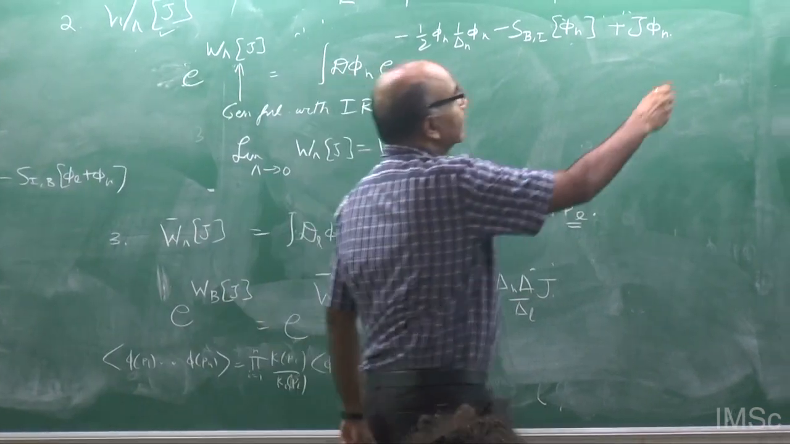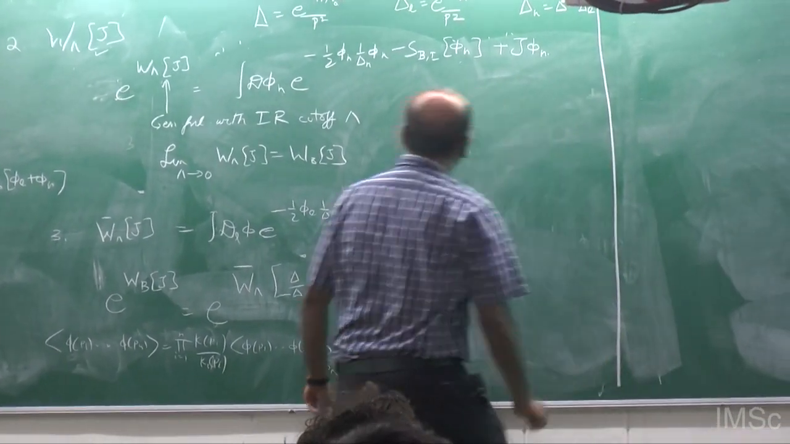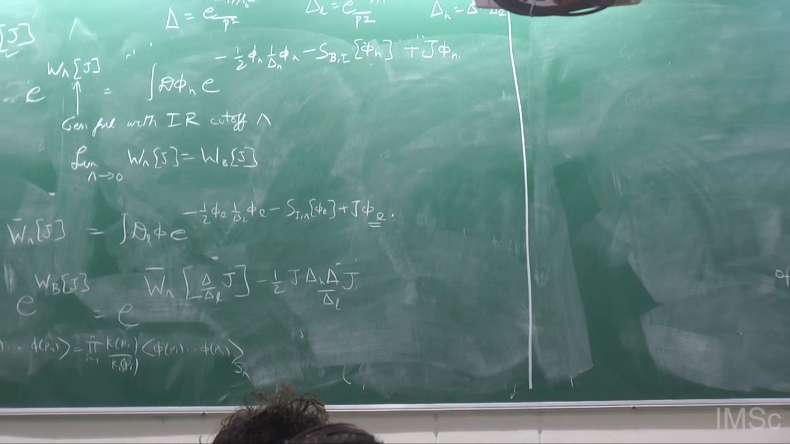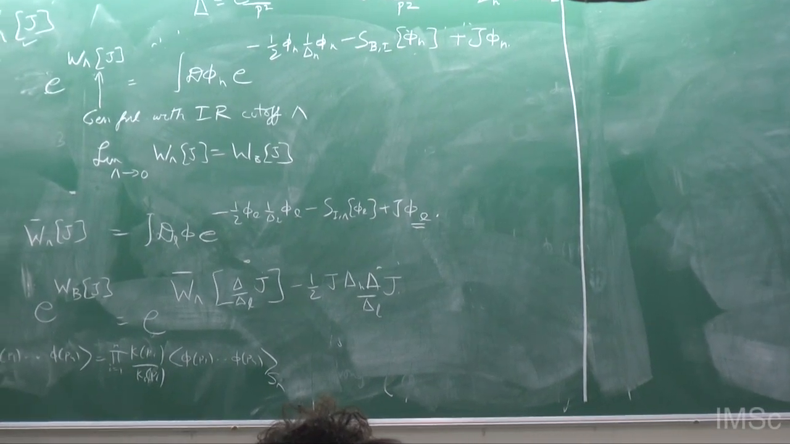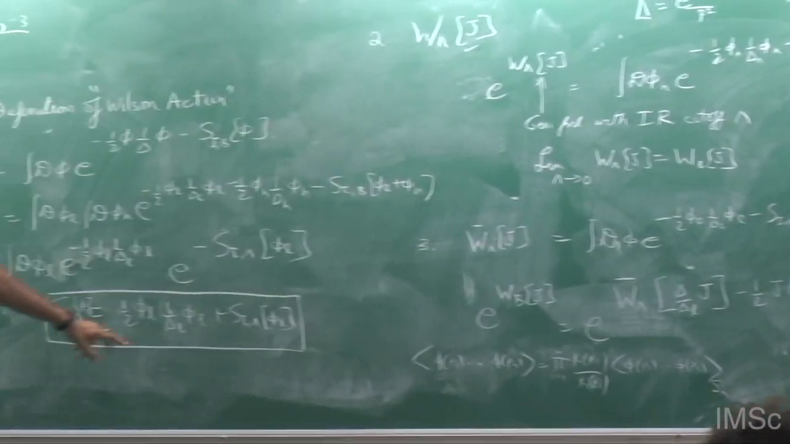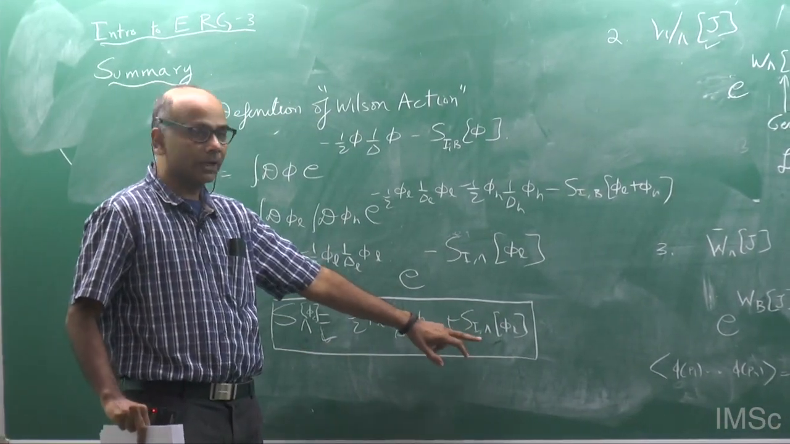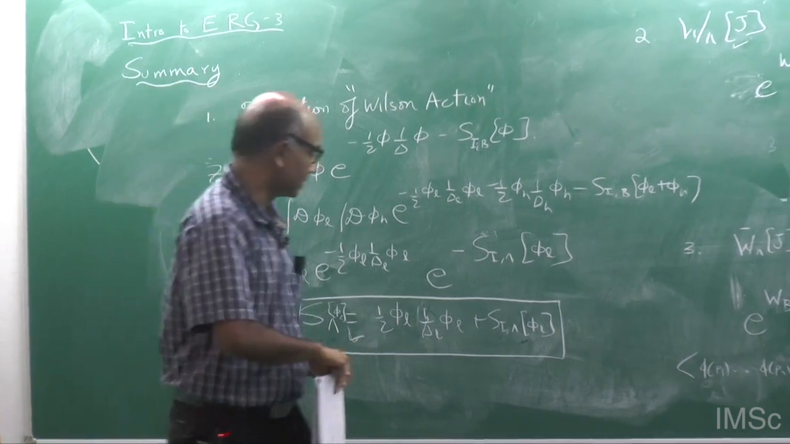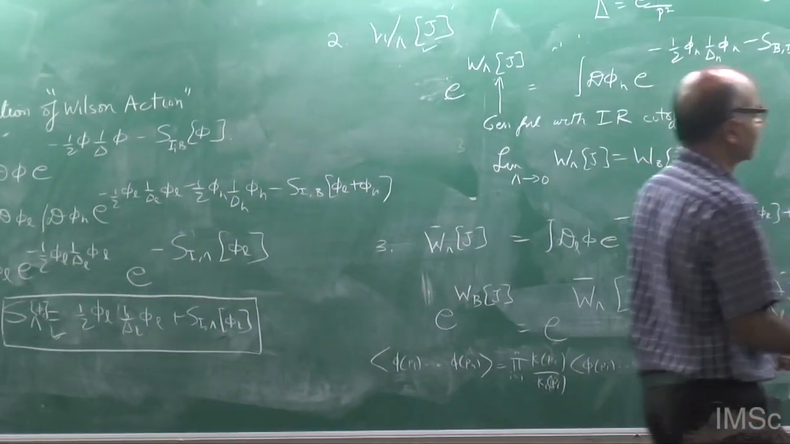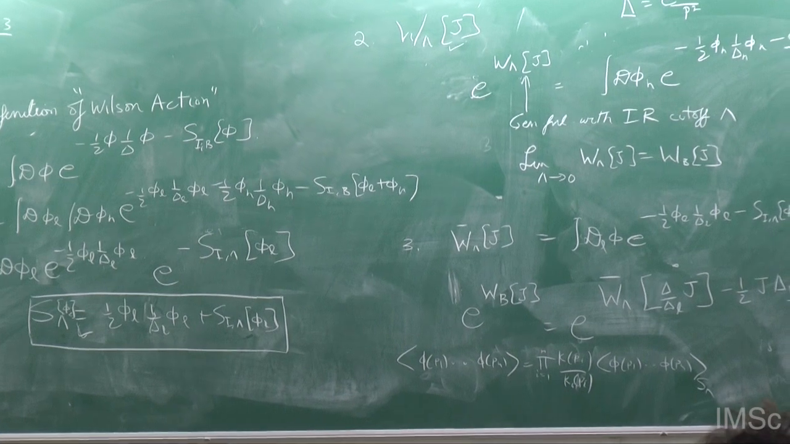And what I want to do today, two things. One is to derive a differential equation, RG equation for this one. More precisely, for this one and then for this one, and that will turn out to be the famous Polchinski version of the Wilson's RG. So let's do that.